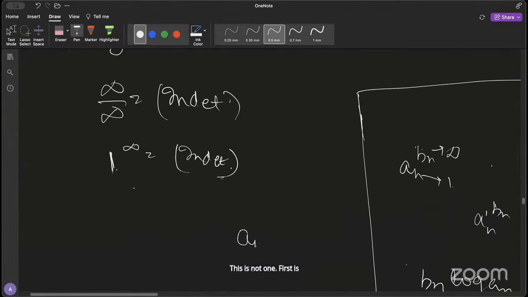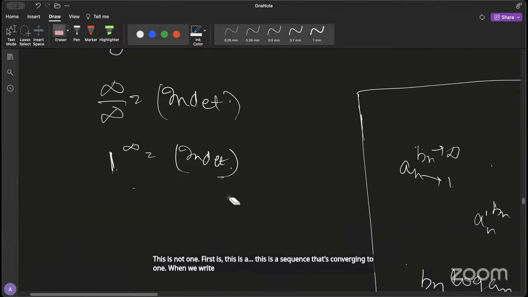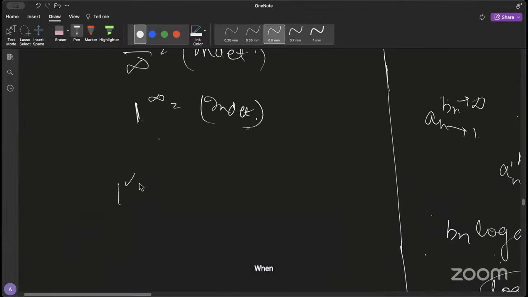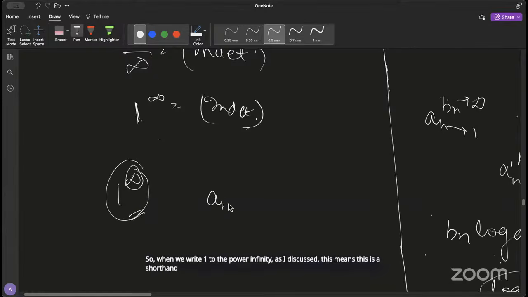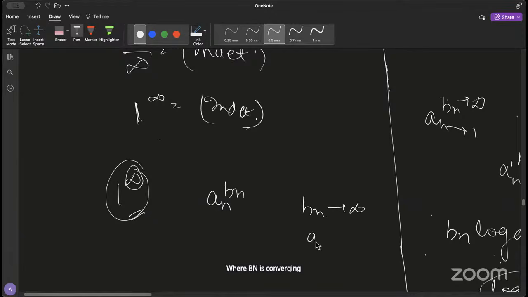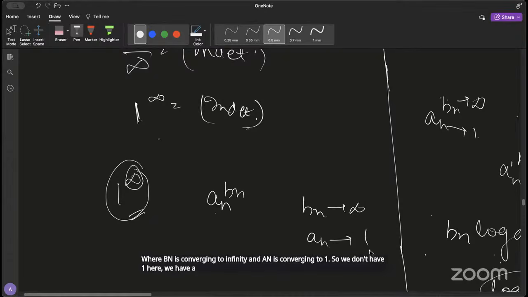First, this is a sequence that's converging to 1. When we write 1 to the power infinity, infinity is not a number, right? So when we write 1 to the power infinity, as I discussed, this is a shorthand for an to the power bn, where bn is converging to infinity and an is converging to 1. So we don't have 1 here, we have a sequence that is converging to 1. We don't have infinity here, we have a sequence that's converging to infinity.